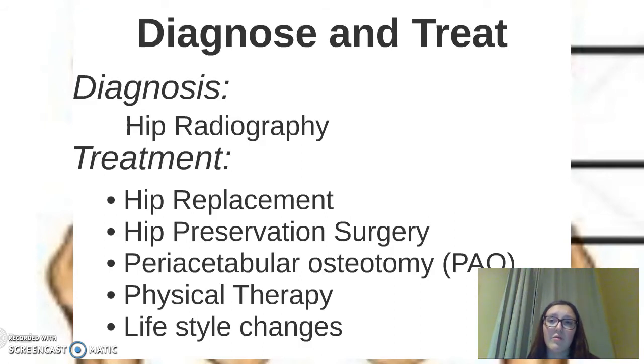Many doctors will recommend physical therapy if that is an option. If the person has severe hip dysplasia or already is displaying damage due to their hip dysplasia, they may be recommended to get periacetabular osteotomy or hip preservation surgery. If the person has severe damage, they might be recommended to just get a full hip replacement.